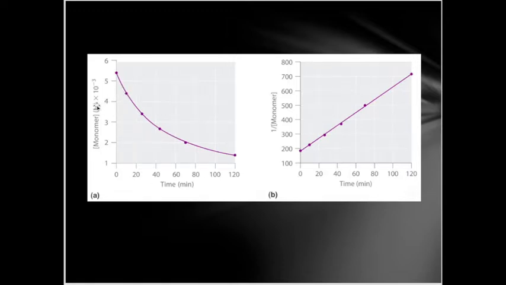So here I have concentration data versus time. And you can see that 1 over the concentration data is yielding a straight line. That is only true for second order reactions.